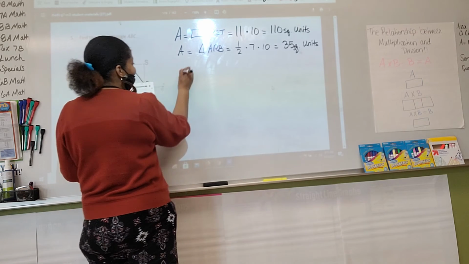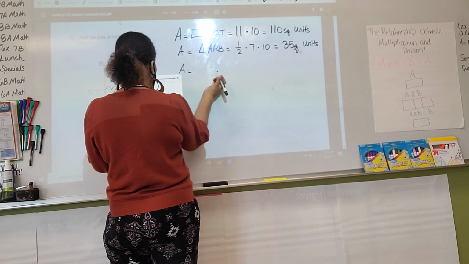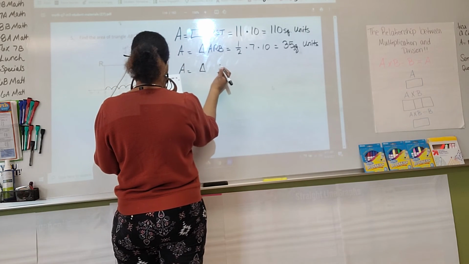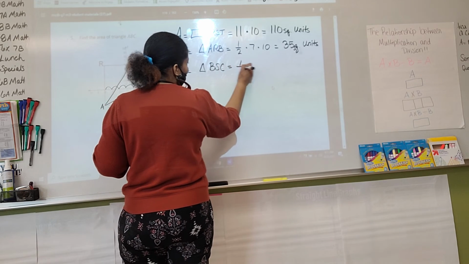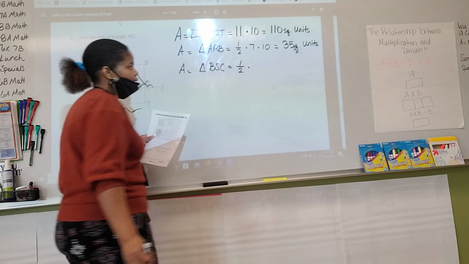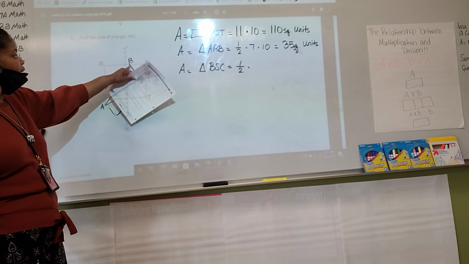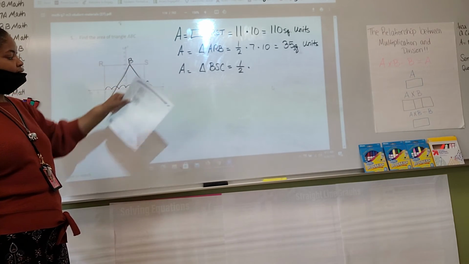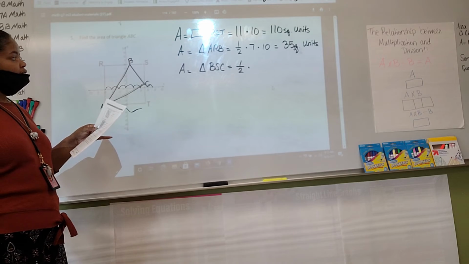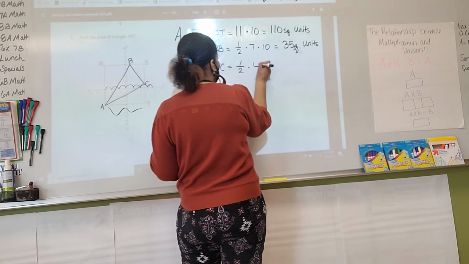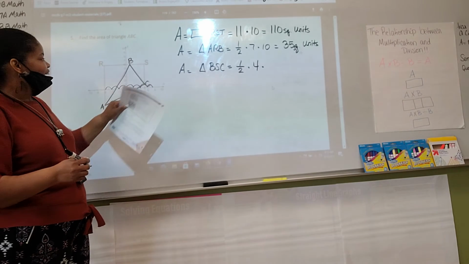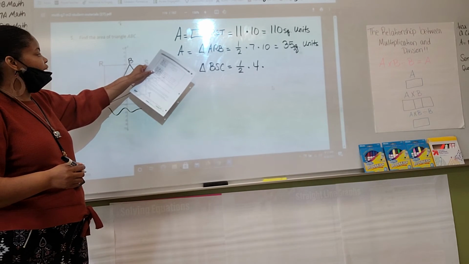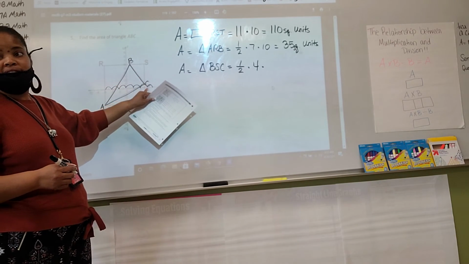All right, so then I'm going to find the area of triangle B, S, and C. Triangle. So that's half times the base. What is the base of B and S? B and S. 4, thank you. He did just say 4. Good job.